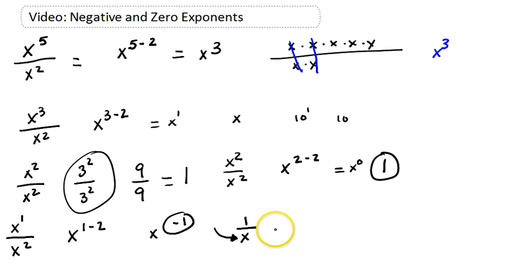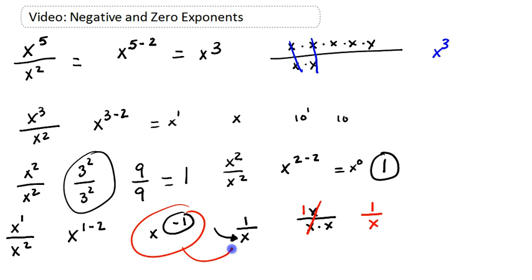So, let's think about why that's true. If I have x to the first power on top and x to the second power on the bottom, these two can cancel out. I'm left with x on the bottom. These became 1, so I have a 1 on the top, and I'm left with 1 over x. So that's why this becomes this.